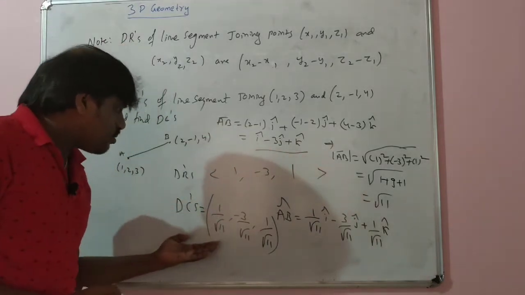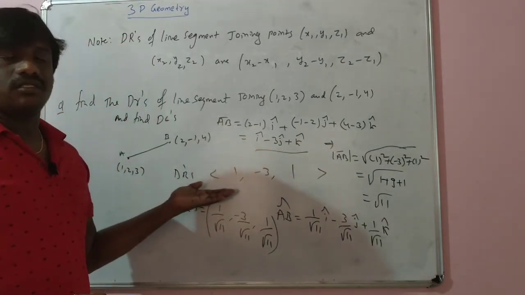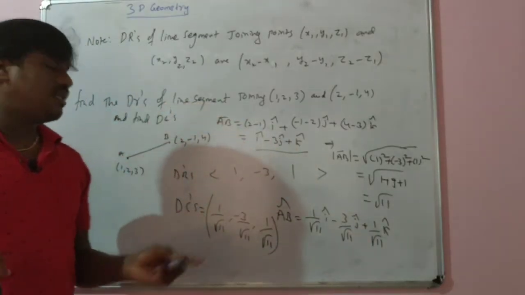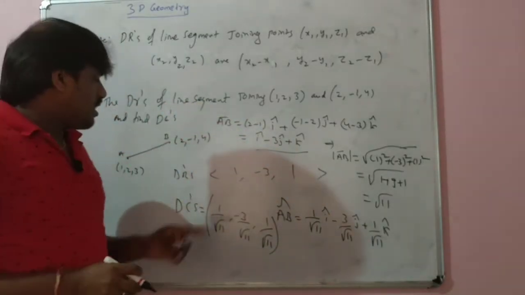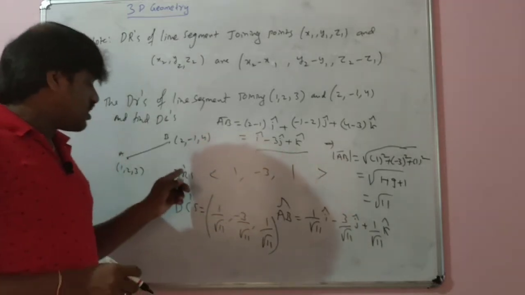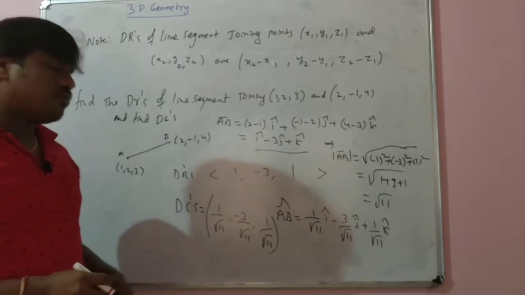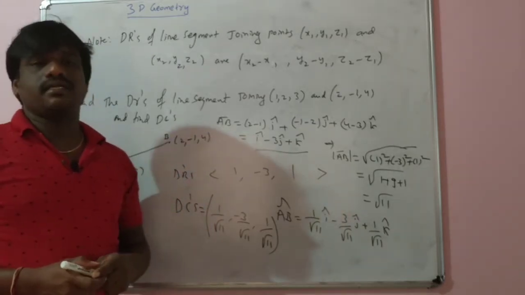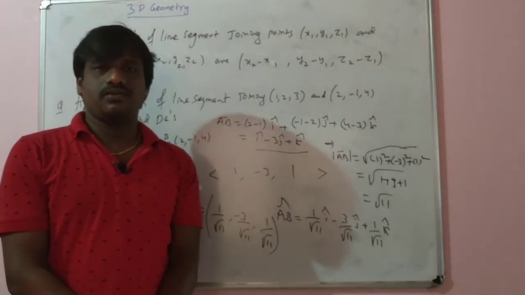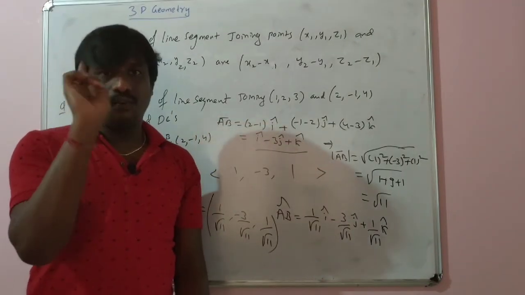This is direction cosine and this is direction ratios. Direction ratios are more important and useful than direction cosines. Direction ratios look easy, while direction cosines are a little bit complicated. But this is the concept of direction ratios and direction cosines. Hope you understand very well.